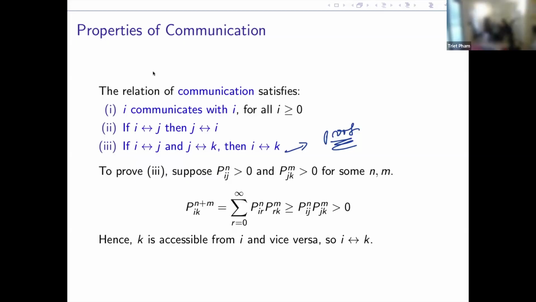For example, this claim right here is not obvious. So what are we claiming? There are two parts to the claim. If j is accessible from i and k is accessible from j, then k is accessible from i. That's really the idea. Of course you can flip these things around, because by symmetry of the notation, you have communication. But this part: if i communicates with j and j communicates with k, then i communicates with k.